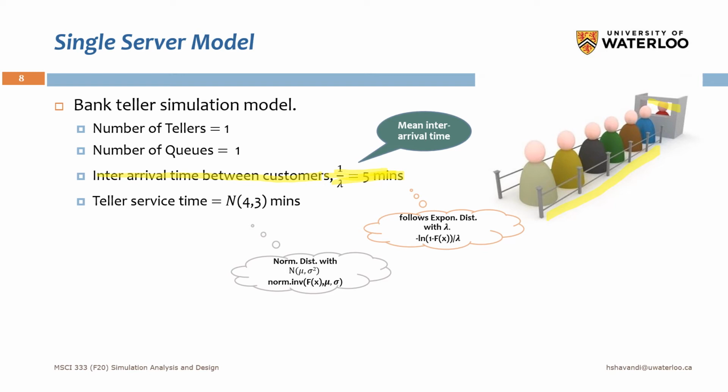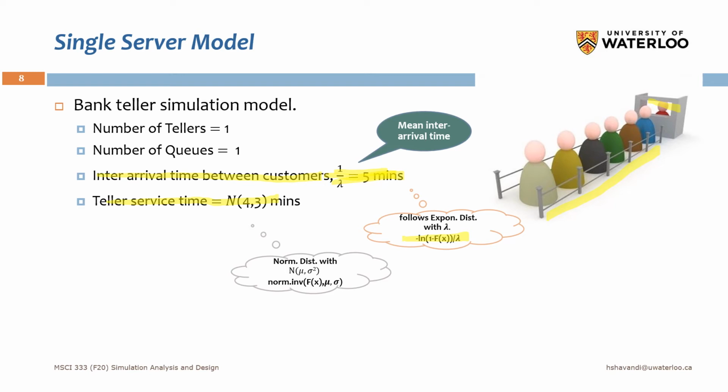And we know that by having this equation, as we obtained before in Excel, we can obtain a random variable for the exponential distribution. And the teller service time is normal.